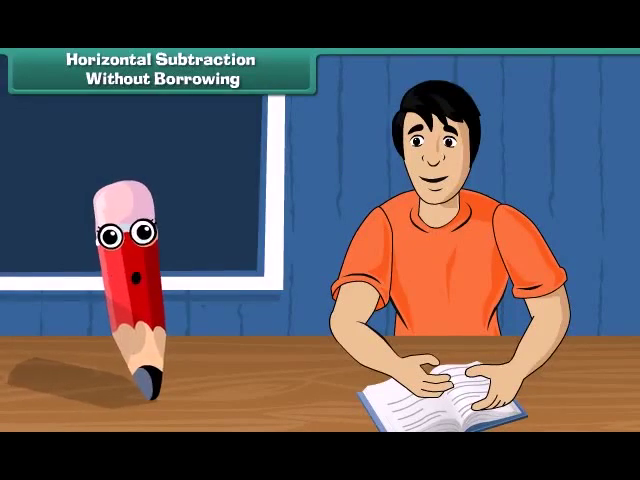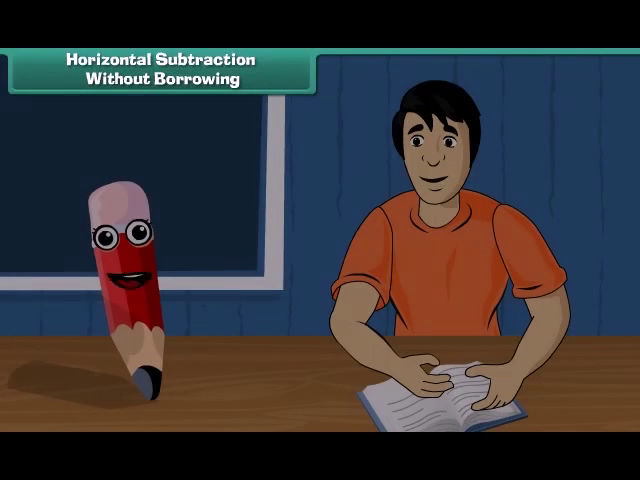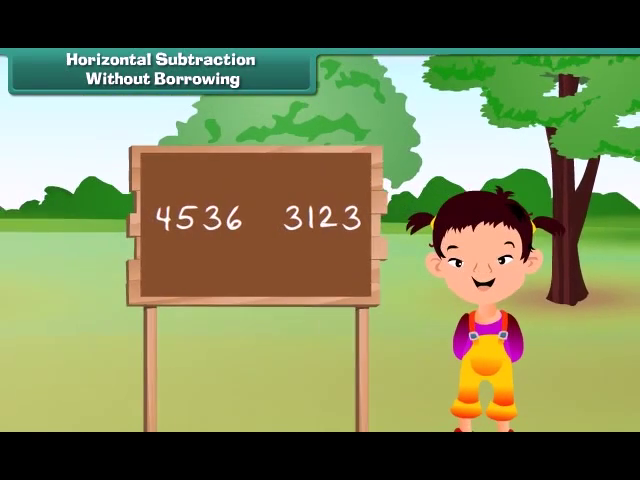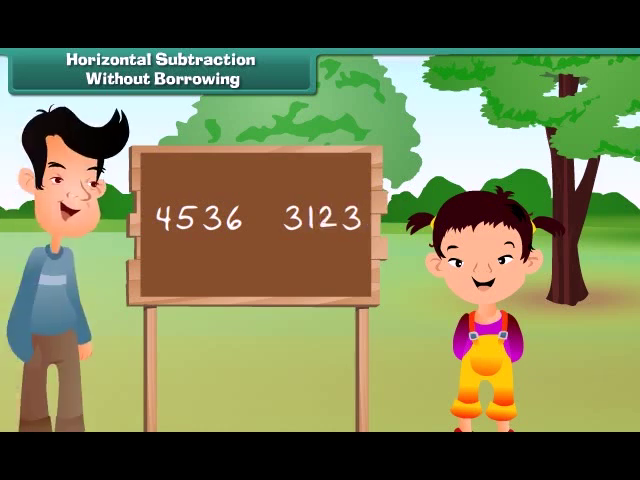Let us now move on to subtraction. Wendy went to a picnic last Saturday. The picnic spot had 2 boards with 2 different numbers written. Let us look at the numbers 4536 and 3123. Her father asked her to tell the difference between the numbers.